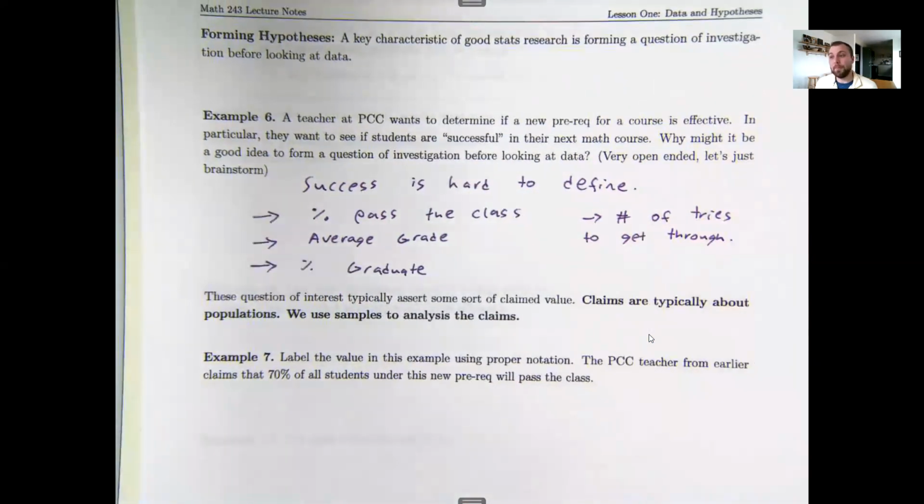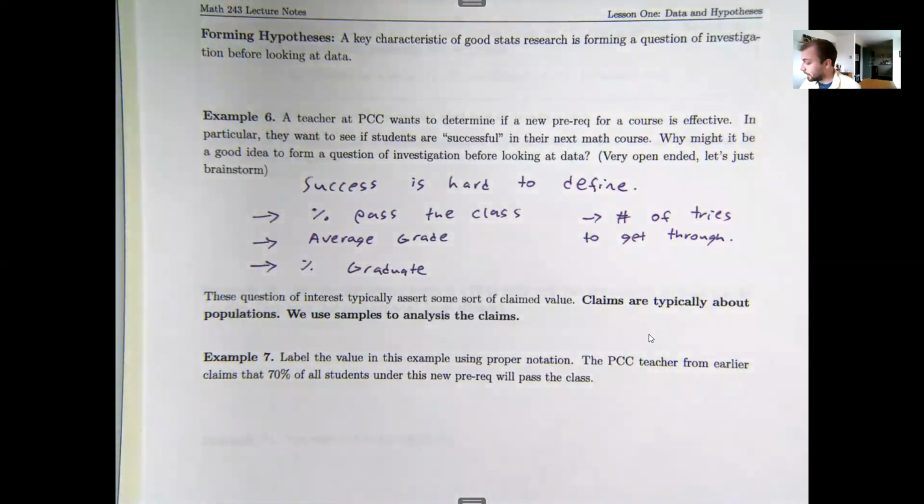For example, maybe the pass rate for 243 courses goes down if we change the prereqs, but more students are graduating because they don't have to take as many math classes. That could be defined as success. Maybe it's the case that I'm really strictly concerned about the pass rate. And if the pass rate is above a certain amount, I consider it to be successful, and below, I consider it to be not successful.